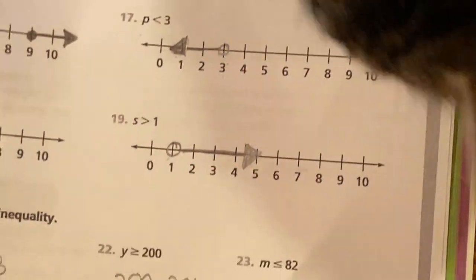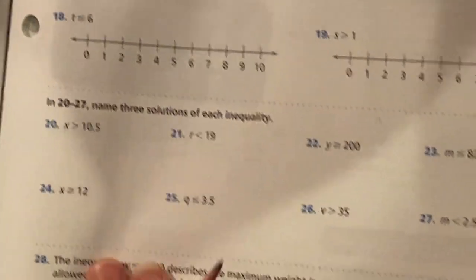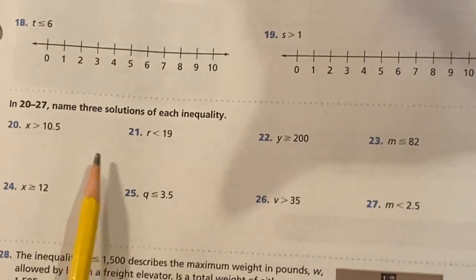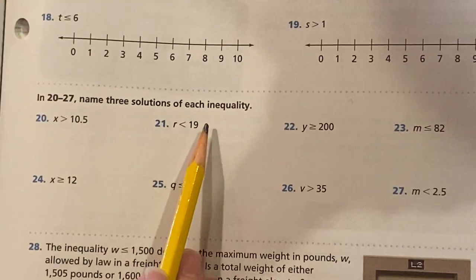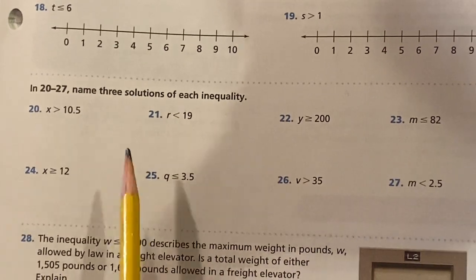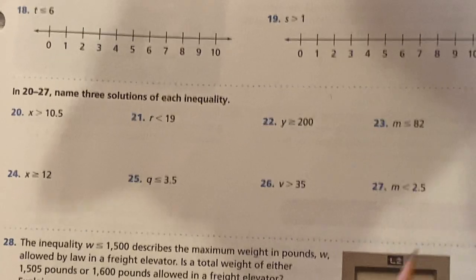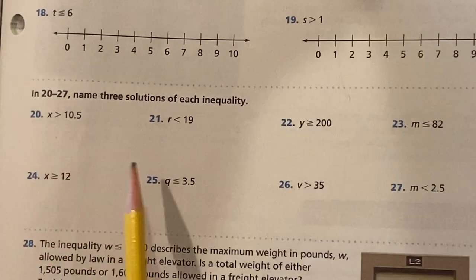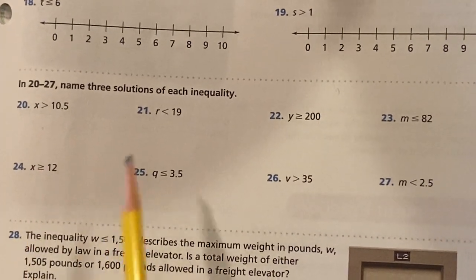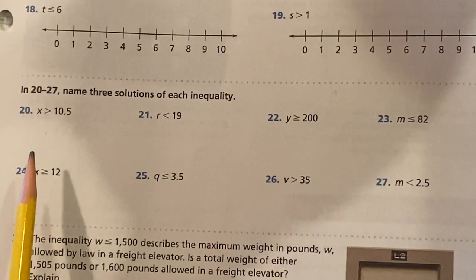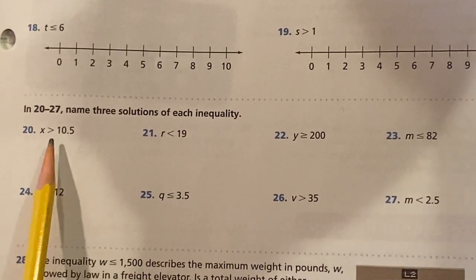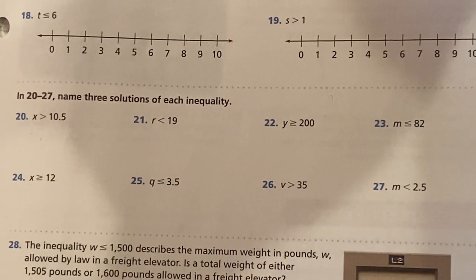Okay. Let's take a look at the bottom half of the page. From 20 through 27, you're going to name 3 solutions for each inequality. Now, for all of these, there are more than 3 solutions, right? But you're just going to write 3 that would work. For example, with number 20, it's x is greater than 10.5.